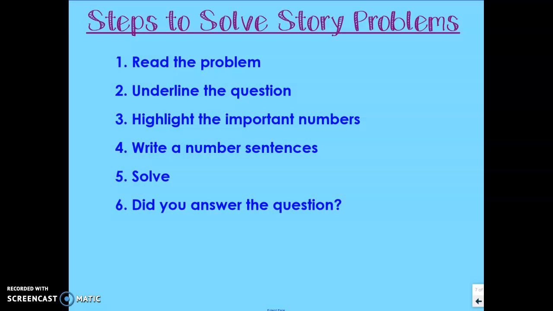Highlight the important numbers. I didn't highlight them. I circled them. And that's okay as long as you are finding those important numbers. If you want to highlight them, go for it. If you want to underline, maybe even circle, whatever works for you. You're going to write a number sentence. Make sure that when you are writing these sentences, you are adding or subtracting depending on what the equation is asking or what the story problem is asking, because it can be tricky sometimes.